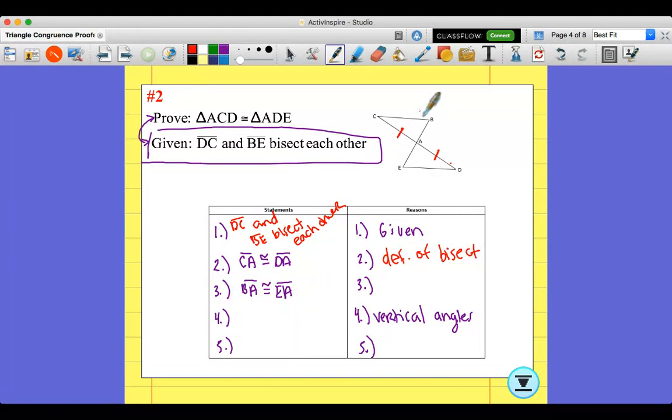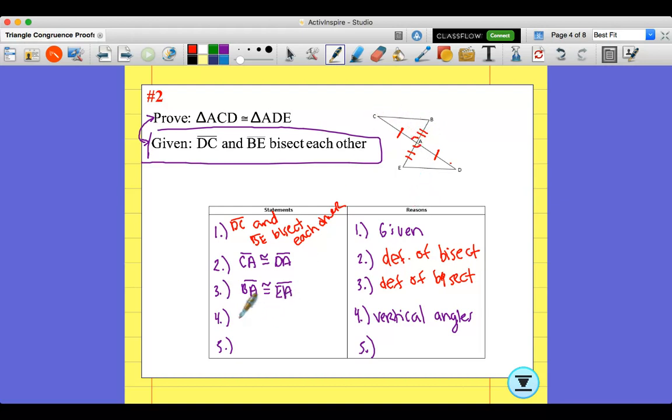What about this one? Why are we able to say that BA and EA are congruent? Maybe that's also because of the definition of bisect. They bisect each other. Here, number 4 is telling me something about vertical angles. So I should probably look for vertical angles, shouldn't I? Oh, right here and here.